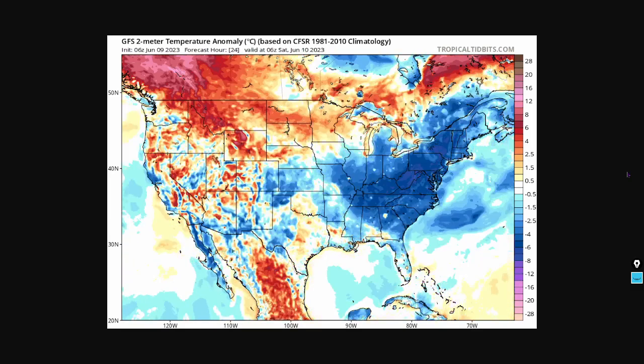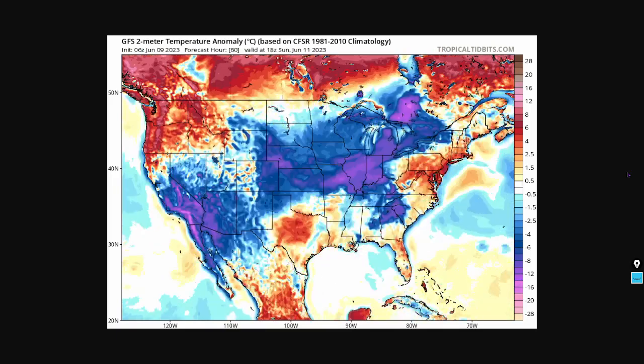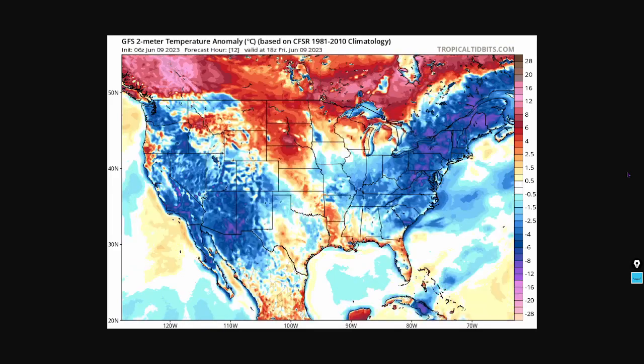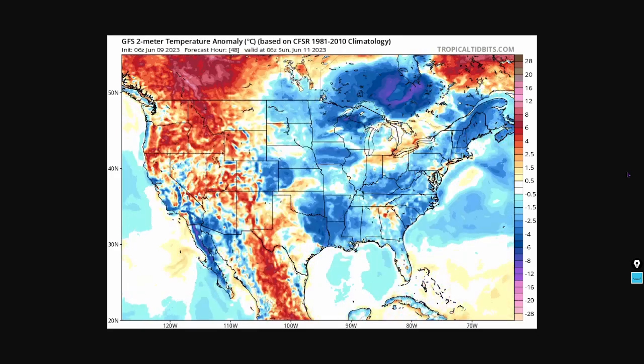And like we said, the jet stream there is continuing to drive warm air into the Pacific Northwest.